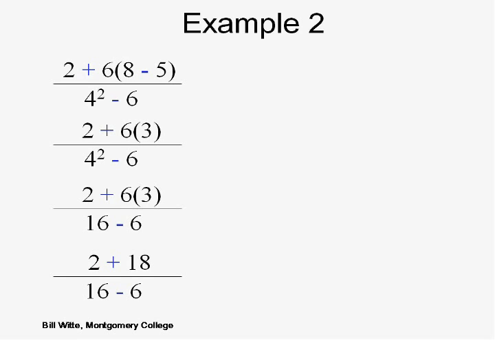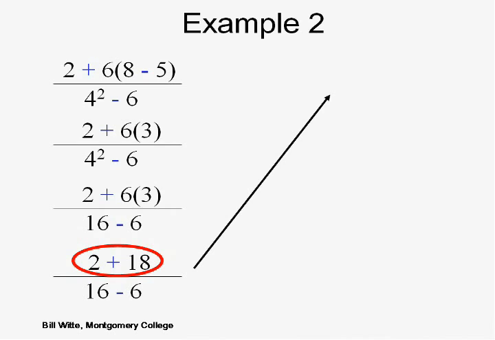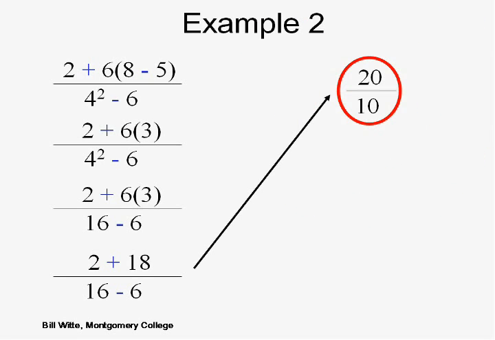Now I've got some additions and subtractions. I have a couple of them. I work from left to right, or I should have said also from top to bottom. So we're going to add 2 and 18 and subtract 16 minus 6, and 2 and 18 is 20. 16 minus 6 is 10. We're looking at 20 over 10. My last step is to simplify this fraction. 20 over 10 is 2.